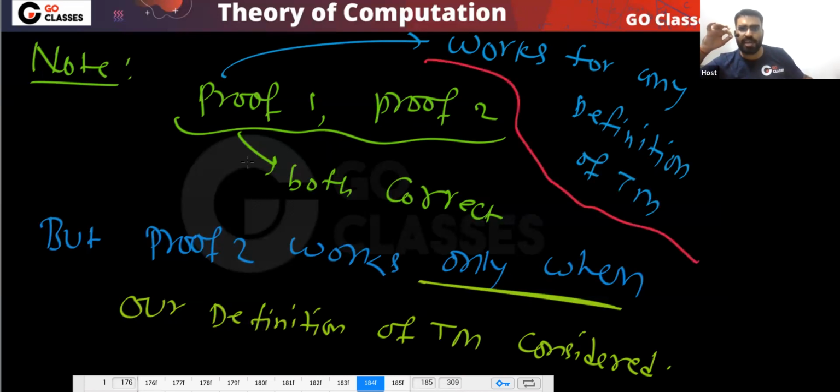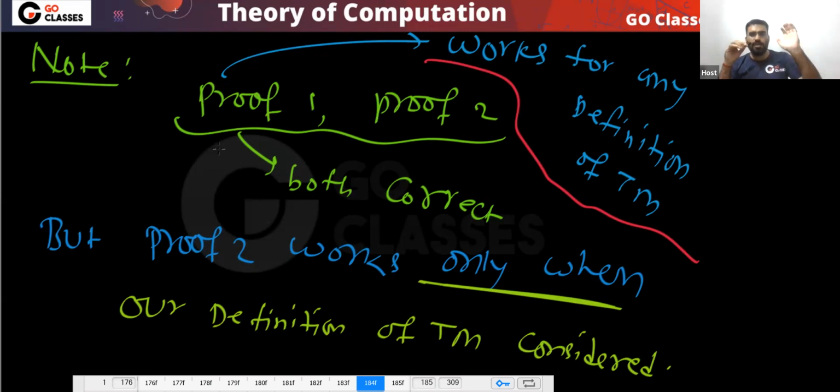So in the interview, if they ask you which proof you will tell, you can tell this proof. But remember, you can also tell the other proof, but just mention, sir, this is my definition of Turing machine. If you want to mention proof 2, then what will you mention?